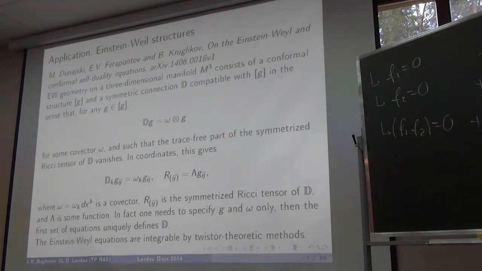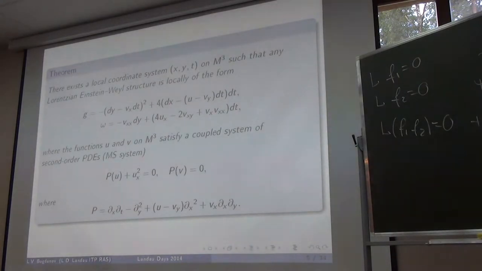And it's known that this geometry, Einstein-Weyl geometry in 3D, is integrable by twistor methods. So here is the recent result from this work of Dunajski, Ferapontov and Kruglikov. And they state that there is a local coordinate system in which any Einstein-Weyl structure with Lorentzian signature is described by the Manakov-Santini system, which is written here in this form.